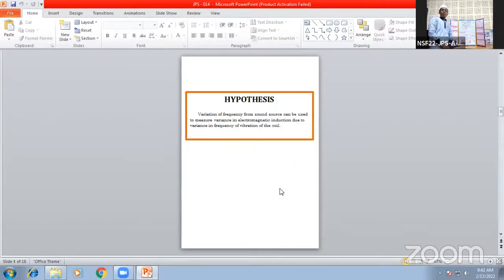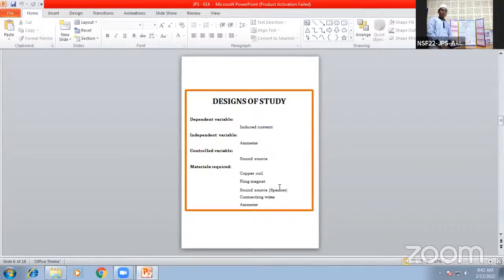Hypothesis. Variation of frequency from sound source can be used to measure variance in electromagnetic induction due to variance in frequency of vibration of the coil. Design of study. For my project, sound source with electromagnetic induction, dependent variable is induced current. Independent variable is ammeter. And the controlled variable is sound source. Materials required for this project: copper coil, bar magnet, sound source speaker, connecting wires and ammeter.